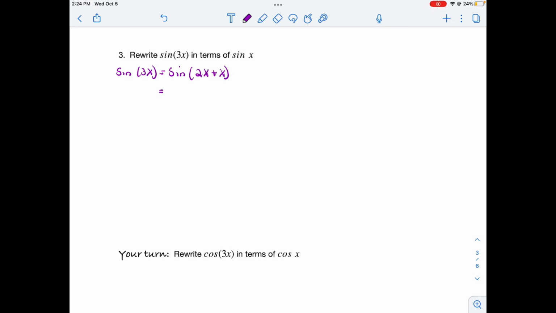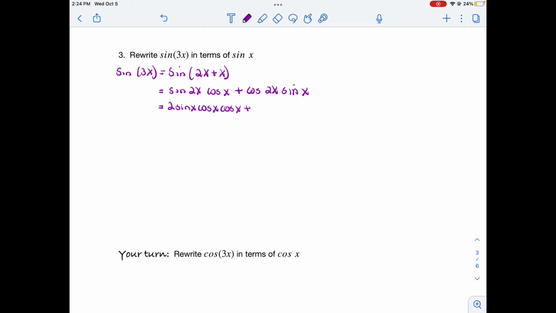So recall that our sum formula is the sine of the first angle times the cosine of the second angle plus the cosine of the first angle times the sine of the second angle. And everywhere I see a 2x instead of just x, I'm going to use a double angle formula. So I get 2 sine x cosine x times cosine x, replacing cosine of 2x.